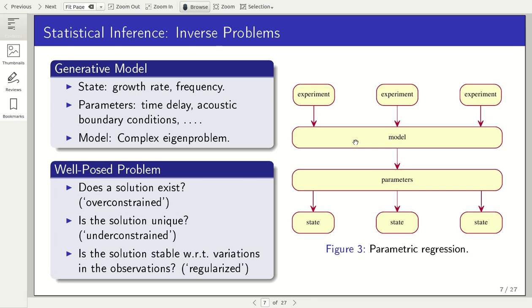So the idea is that we have experiments, multiple experiments at different operating conditions, and states which we can observe at each experiment. In parametric regression we now assume that there's one set of parameters which explains all the states in all the experiments. This is a so-called overconstrained problem. It's overconstrained because we have possibly thousands or millions of measurements but only a few parameters, and this is ideal in the case where we assume that we have a perfect model and errors in the observations which we're trying to mitigate.